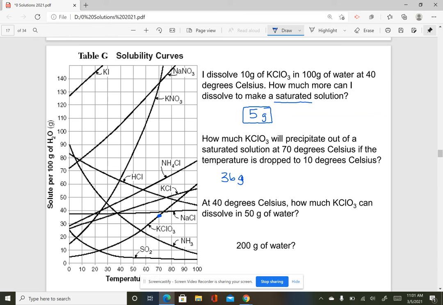Now, guys, if I cool the water down, my water molecules are going to get closer together, and all the room that was in that water is going to disappear. It's not going to be able to hold 70 grams of stuff anymore. At 10 degrees Celsius, I'm actually only able to hold about 6 grams of stuff. So they want to know how much stuff is going to fall out. So if I look at the difference again between my two temperatures, I'm going to get about 30 grams of KClO3 precipitating.